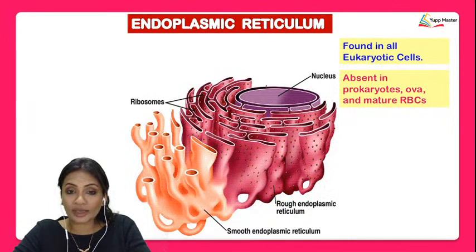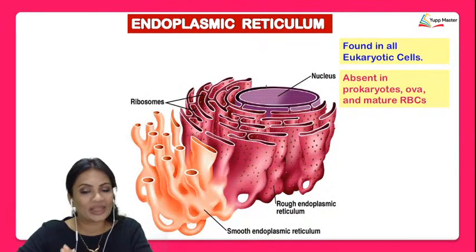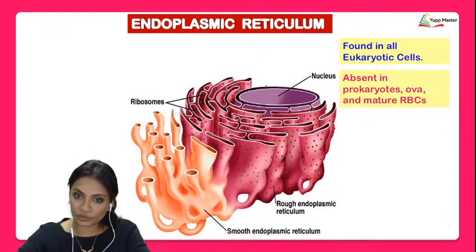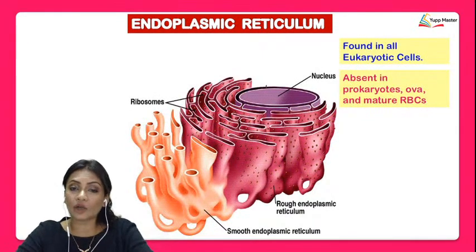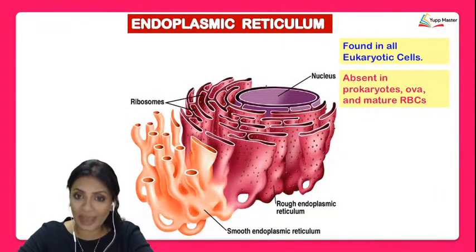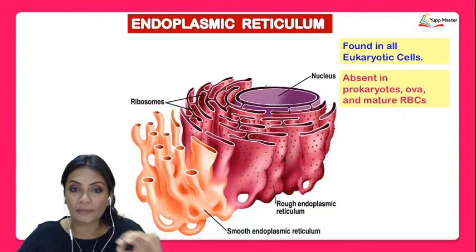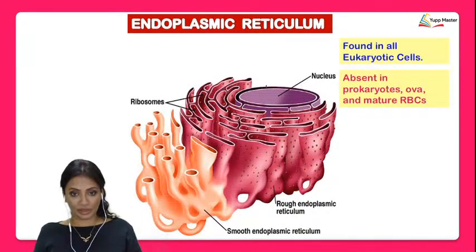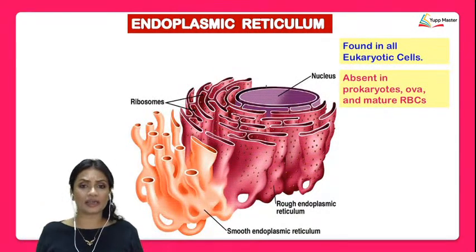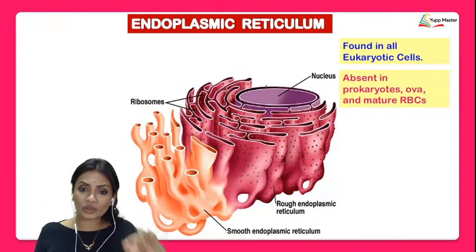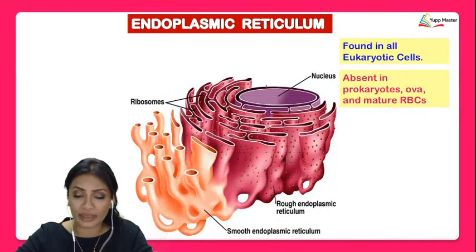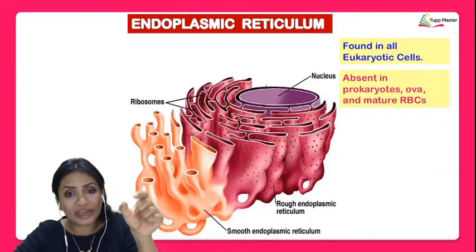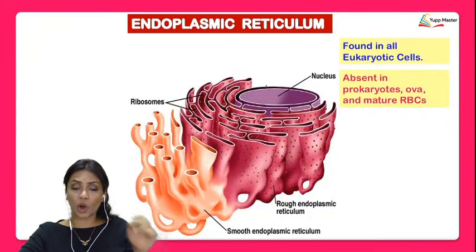The next cell organelle we're going to move on to is the endoplasmic reticulum. This is also found in all eukaryotic cells, not in prokaryotic cells at all. They are also not found in the human ovum and in mature RBCs. Remember one thing, this endoplasmic reticulum starts from one place and ends at another. Where does it start from? It always starts at the level of the nucleus. The nucleus always gives rise to the endoplasmic reticulum.